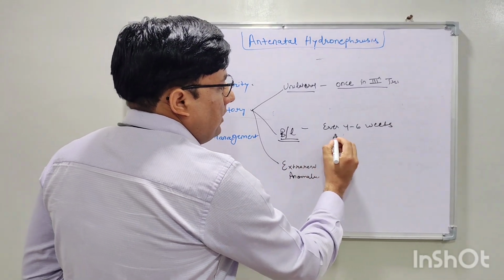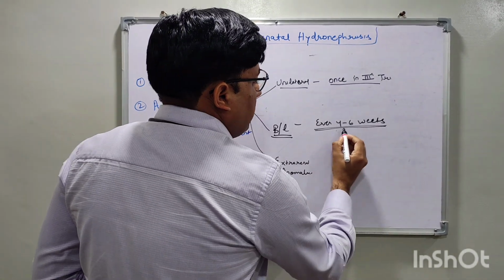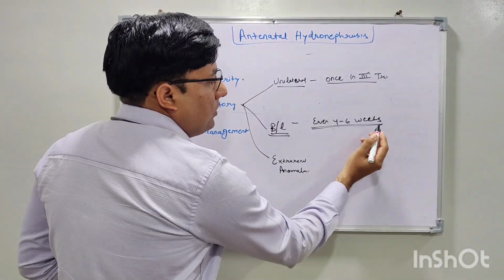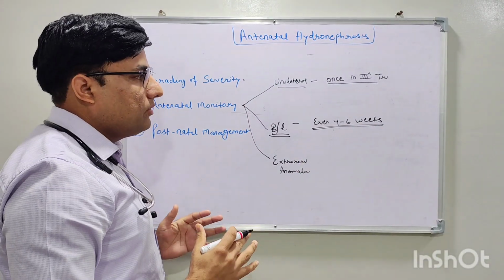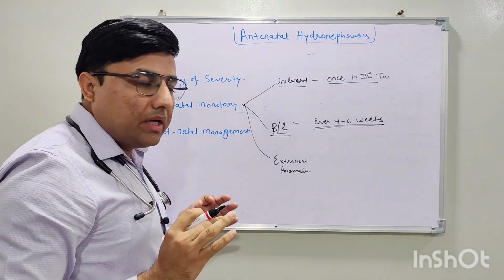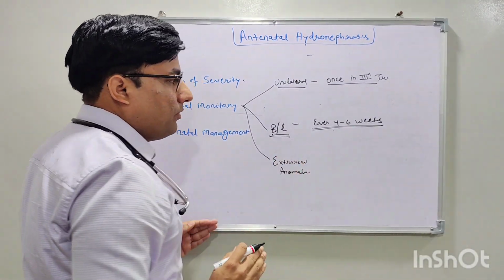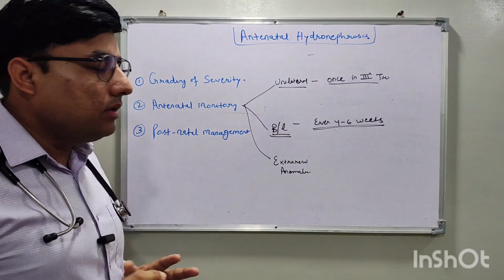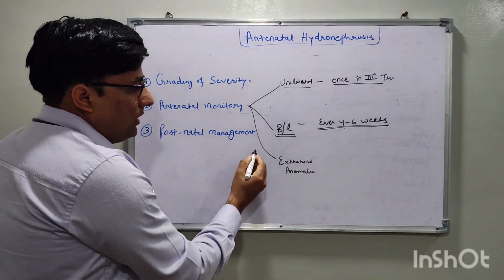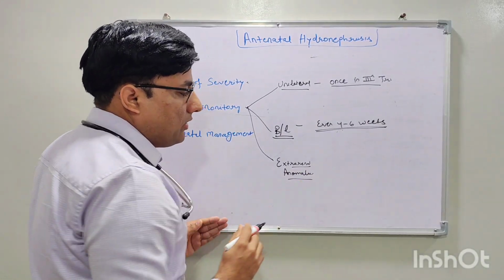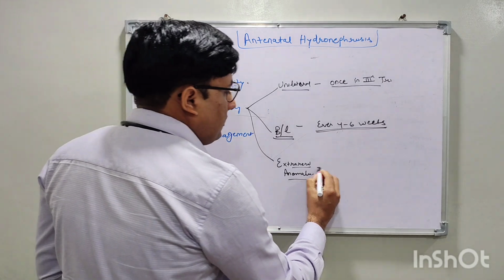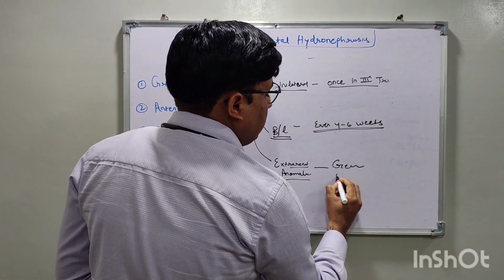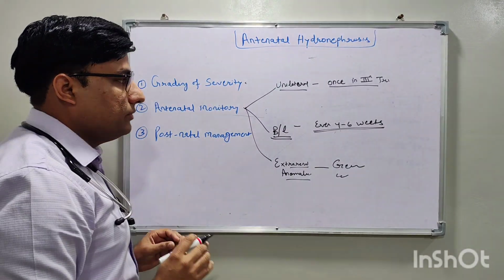But if antenatal hydronephrosis is bilateral, then maybe it can be lower urinary tract obstruction. In that case, we have to monitor the severity every 4 to 6 weeks. So every month or every 4 to 6 weeks, we have to assess the severity by frequent USG. Or if other extrarenal anomalies are also associated, then we have to do genetic testing and genetic counseling also.